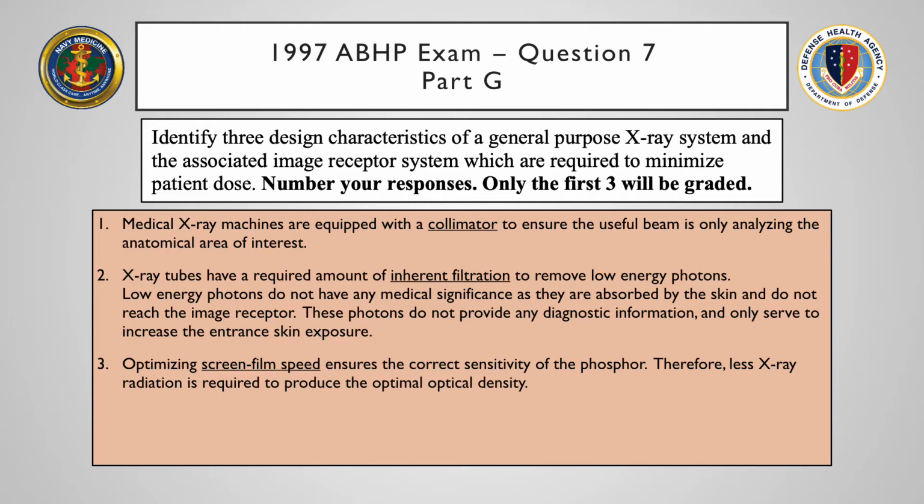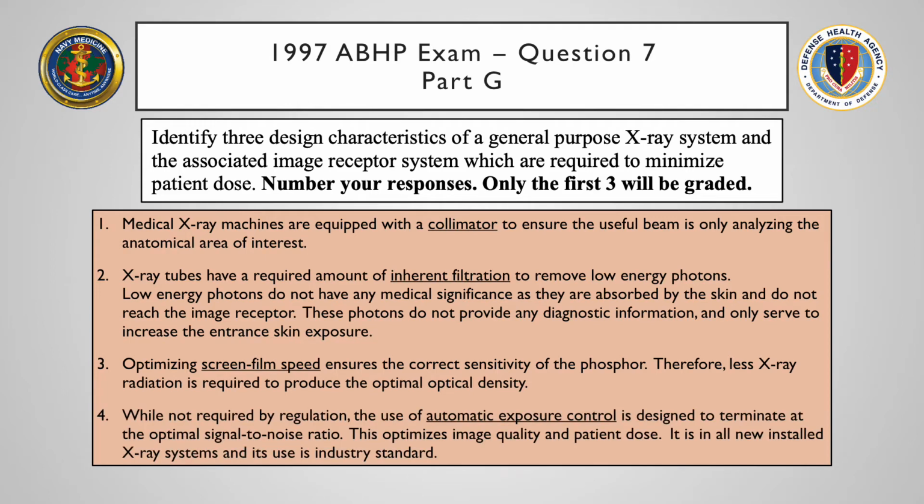And number 4, while it's not required by regulation, the use of automatic exposure rate control will terminate at the optimal signal-to-noise ratio. This will optimize the image quality as well as the patient dose. It is on all newly installed X-ray systems, and its use is industry standard.